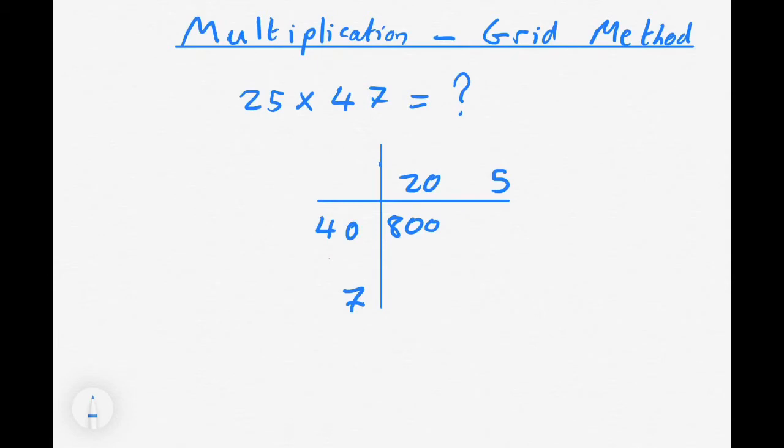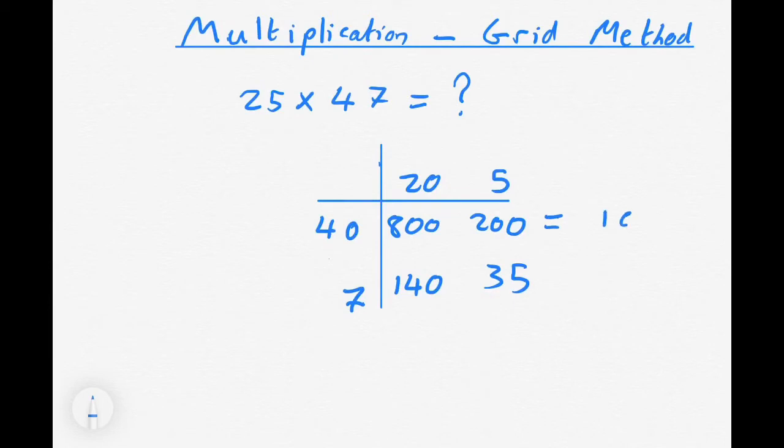40 times 50, the same thing, so 40 times 5. So 4 times 5 is 20, and we've got that spare 0 for the 40, so we add on an extra 0. Next one, we've got 7 times 20. Well, 7 times 2 is 14, and we've got that spare 0 on the 20, so we add an extra 0. Finally, 7 times 5, well, that's 35, and there's no extra zeros there, so we just leave it as 35. So let's add them up.